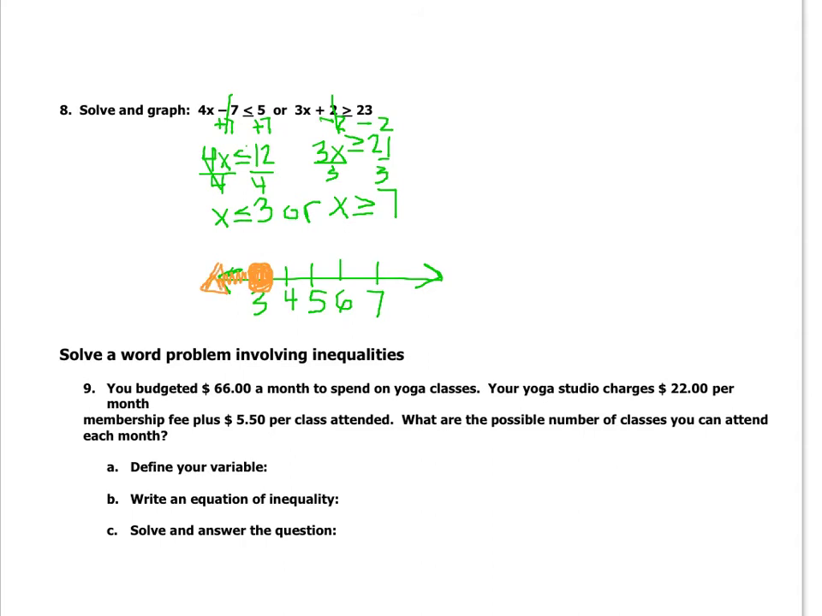Or x is greater than or equal to 7. So I'm an open circle on 7, but actually it needs to be closed, so we're going to color it in because it's x is greater than or equal to 7. Then we're going to shade it this way. And this is an or because you could have it in one of those two ranges, but you couldn't have a number that's both less than or equal to 3 and greater than or equal to 7.